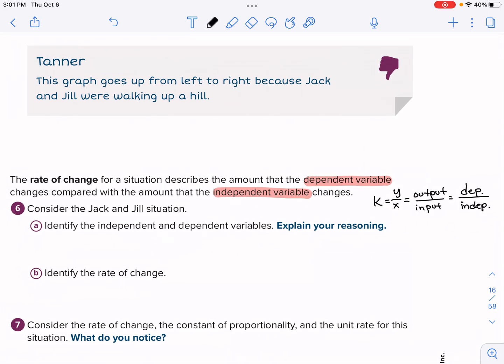Okay. So for number 6, consider the situation, identify the dependent variable and independent variable. We're going to say independent variable. This was time in seconds. And the dependent variable, this was distance, right? The dependent variable, distance depended on time. This is distance in terms of yards.